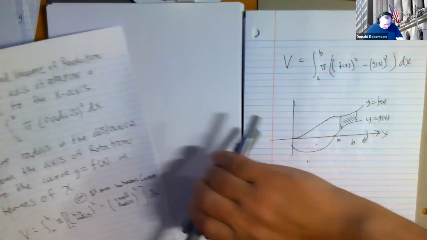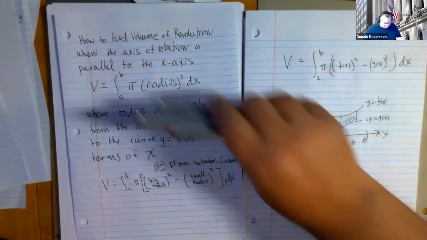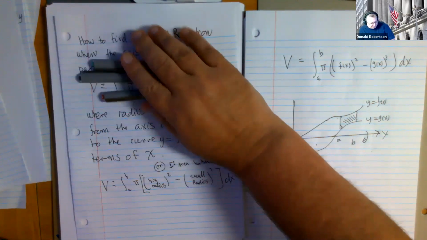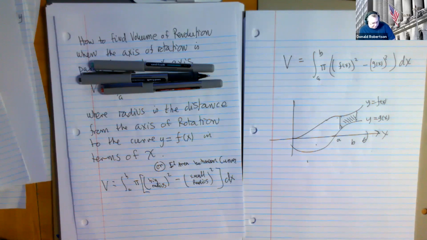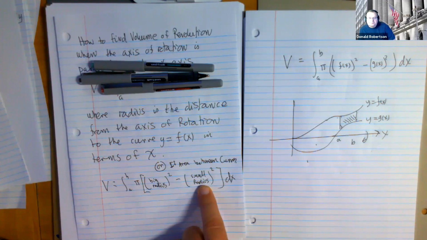The one that's important is this one. Pi big radius squared take away small radius squared.